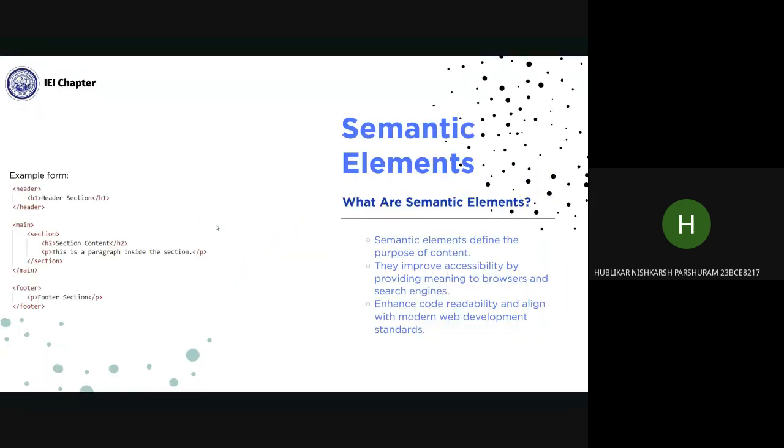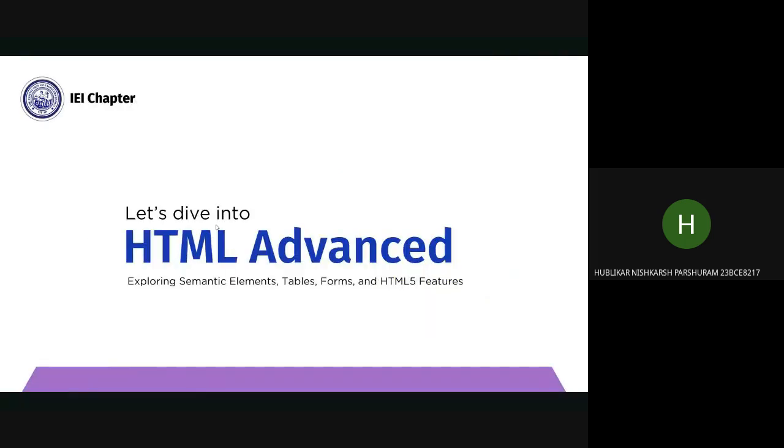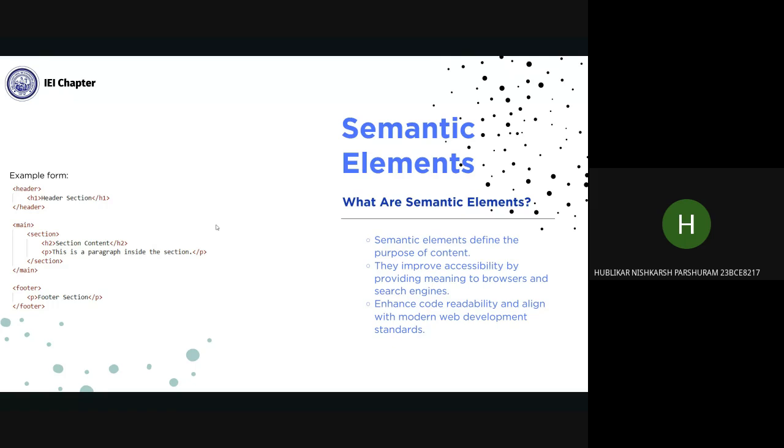Now let's dive into HTML advanced. The first thing which HTML advanced consists of is semantic elements. So what are semantic elements? Semantic elements define the purpose of content. They improve accessibility by providing meaning to browsers and search engines. They enhance code readability and align with modern web development standards.